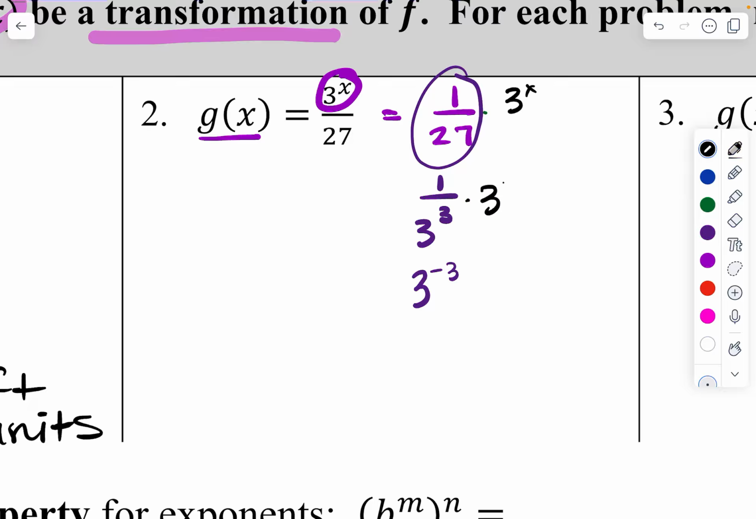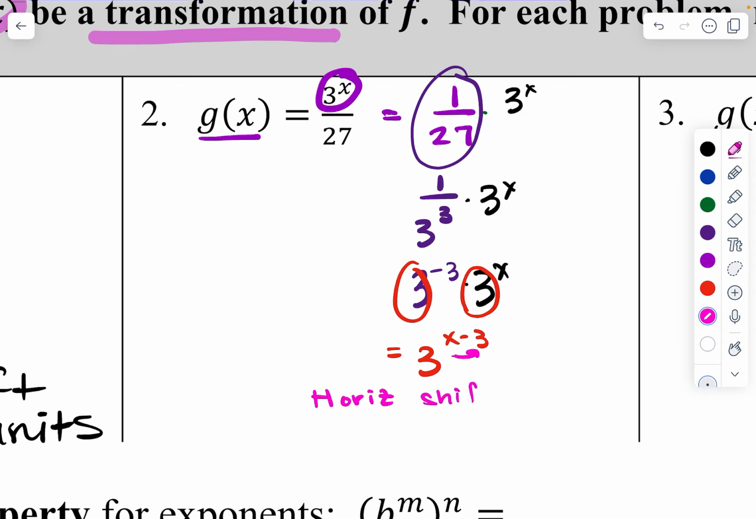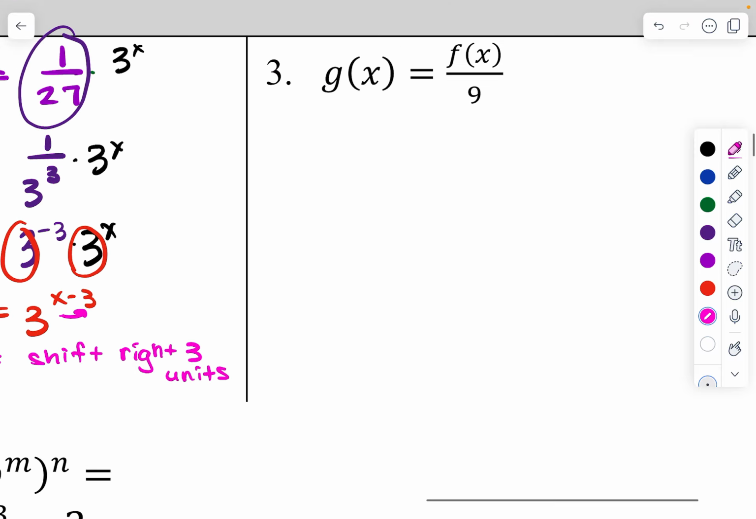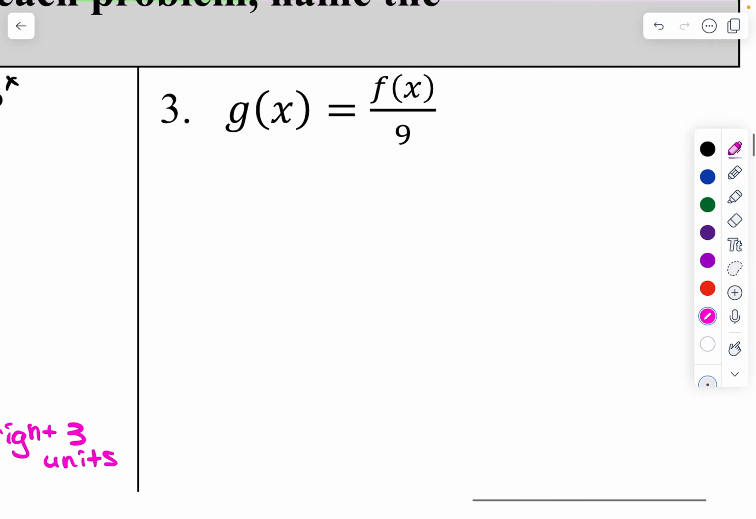So if I keep these as equivalent expressions, 3 to the negative 3 times 3 to the x, this is also like saying the same base, 3 to the x minus 3, which tells me, hey, this is actually the same as a horizontal shift. Now, instead of going to the left 3, we're going to the right 3 because it's funky town. All right, looking at the next one, go ahead and push pause and try this one on your own.